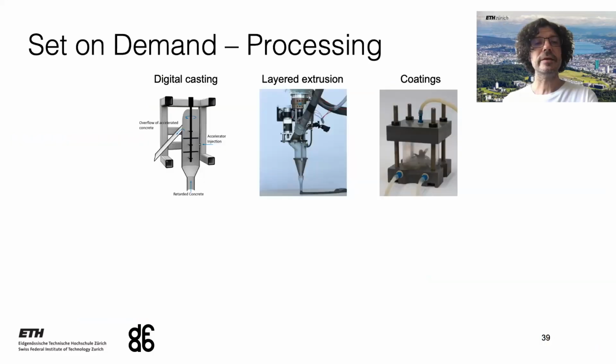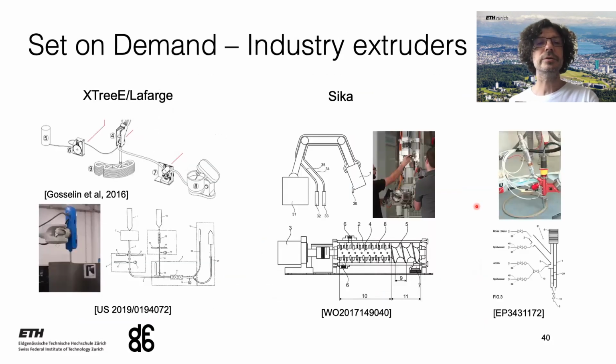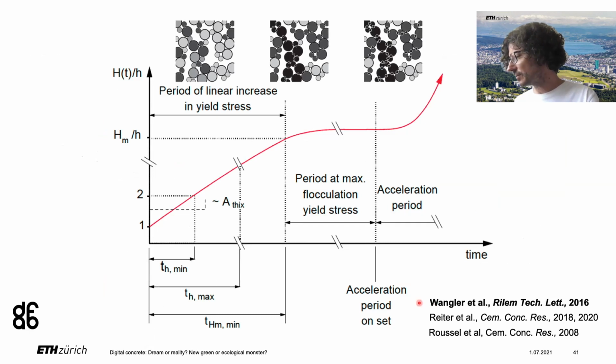So this can be done in various ways. You can use digital casting, layered extrusion, but also the spraying of coatings. All of these essentially rely on some degree of retardation of the concrete, depending on whether you prepare large batches or you have a continuous mixing system, and an activator. This goes through a mixing chamber, the material gets placed, it starts to hydrate and develop strength. This concept is essentially what you will find in different types of patents for such mixes, and I don't want really to go into the details here other than give you some references in case that is a subject you are interested in. From a conceptual point of view, I would like to point you to this reference paper by Wangler and co-authors in Rilem Technical Letters.